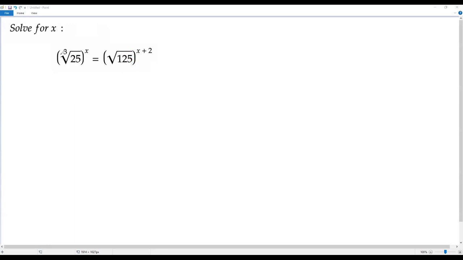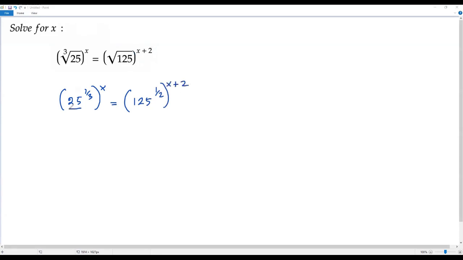In my first step, I'm going to write this cube root on the left side and square root on the right side as exponents. Whenever I write the cube root as an exponent, it will become the exponent 1/3. So I'm getting 25 to the power of 1/3, whole to the power of x, because I already have the exponent x. Now on the right side, I'm going to write the square root as an exponent. When I write the square root as an exponent, it will become the exponent 1/2, and already we have the exponent x plus 2. So we can write that exponent as it is.